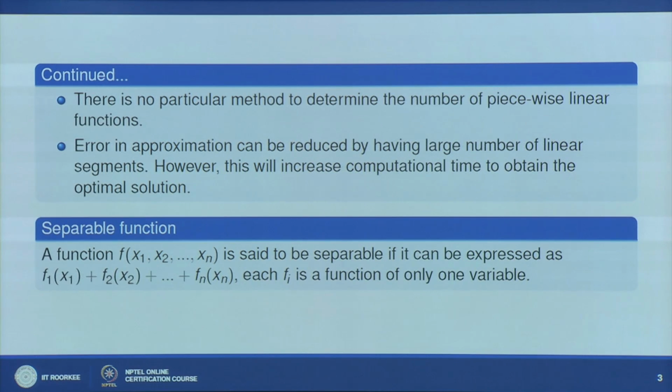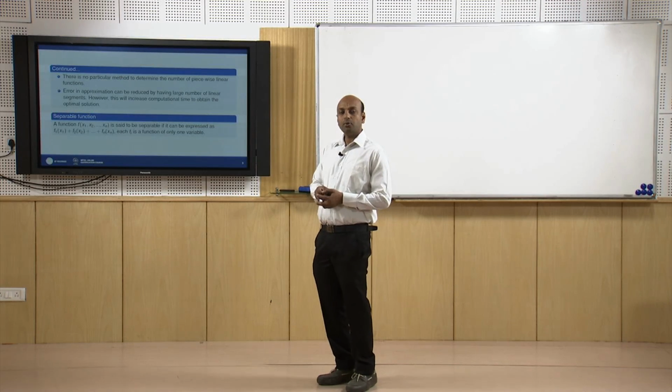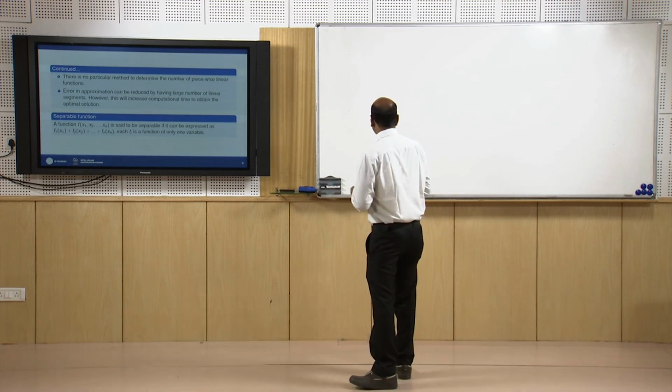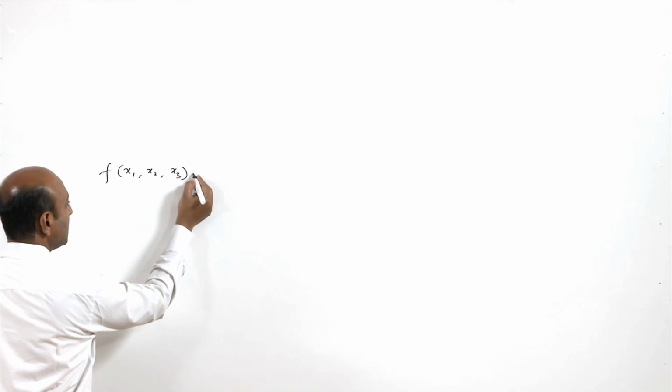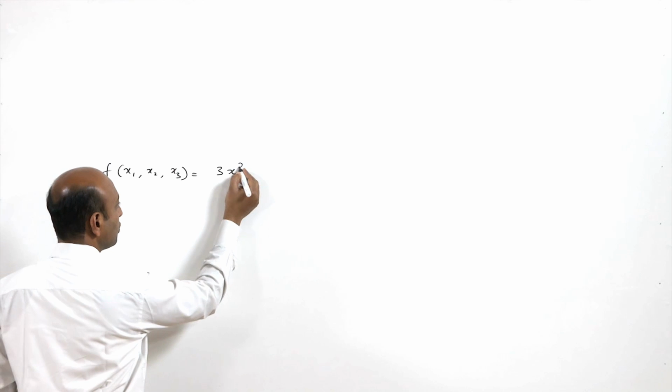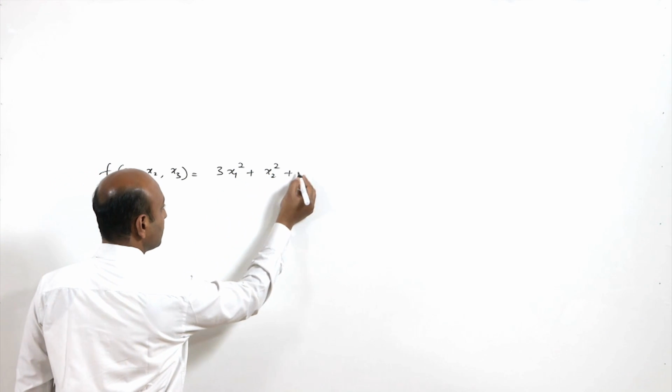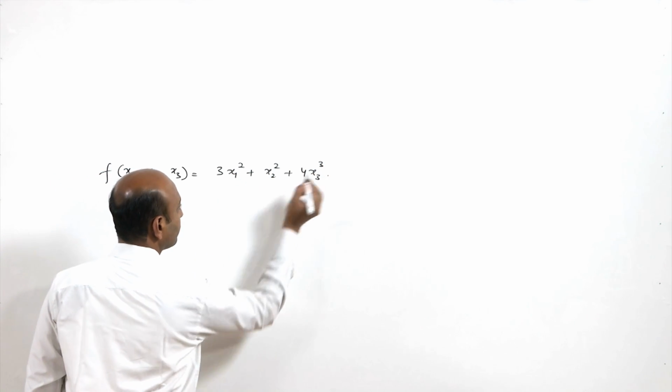Now let us start: when is a function said to be separable? A function involving n variables x1, x2 up to xn is said to be separable if it can be expressed as f1(x1) plus f2(x2) and so on up to fn(xn), that is, each fi is a function of only one variable. Suppose you have a 3 variable function f(x1, x2, x3), and suppose it is something like 3x1 square plus x2 square plus 4 x3 cube, okay.